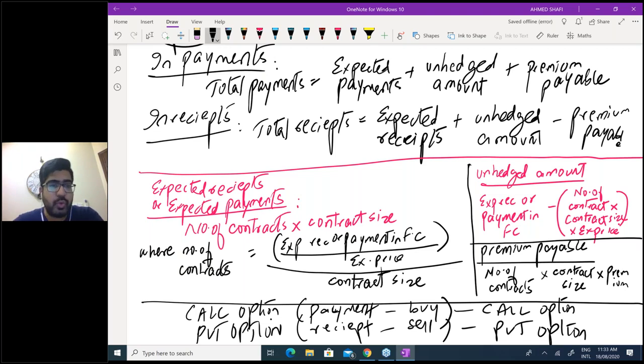So how do options work? You just need to learn the format of options. That will make life extremely easy for you. Whenever there is a case of payments, you need to learn the formula.